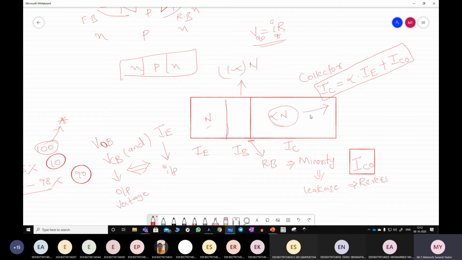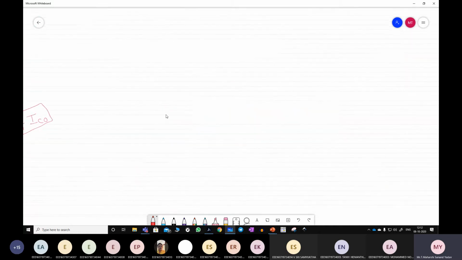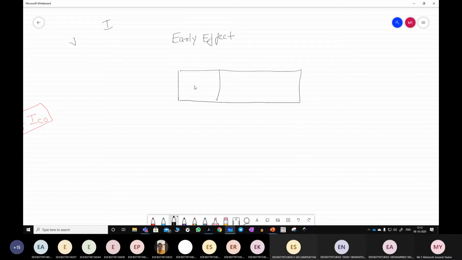Now here comes one of the important concepts, and 100% sure you'll get this for short. The concept called early effect. You need to understand this concept in order to answer this relation, voltage followed by current. See here, this is nothing but an NPN transistor. I am forward biasing this, so negative, positive. Here I am reverse biasing, so positive and negative.